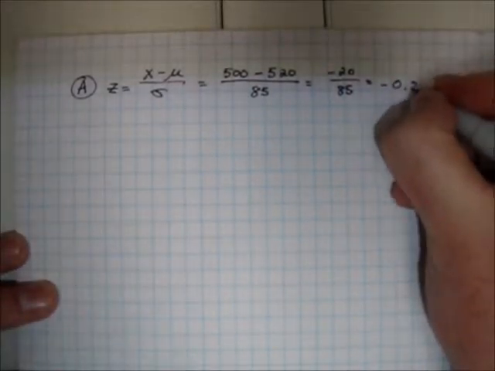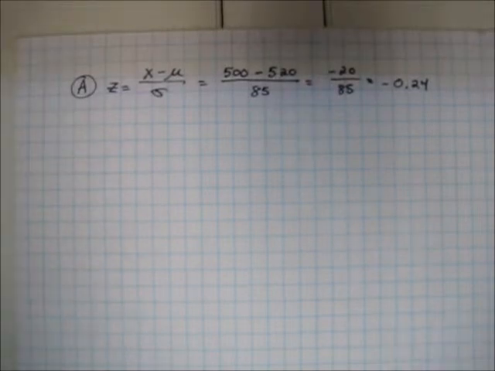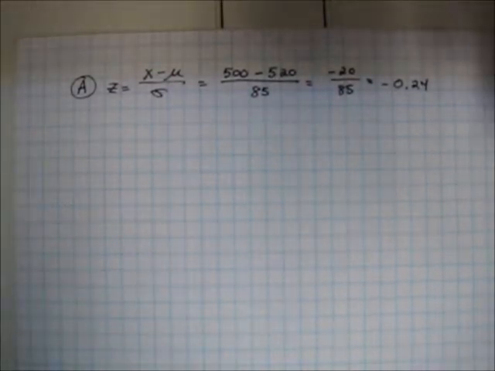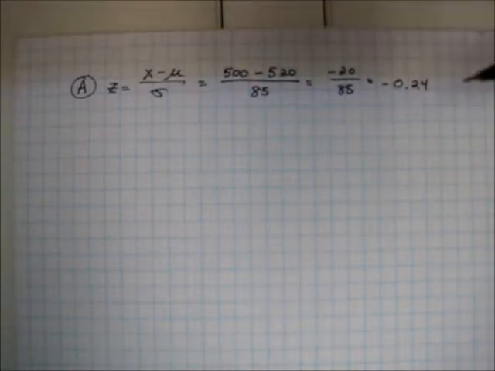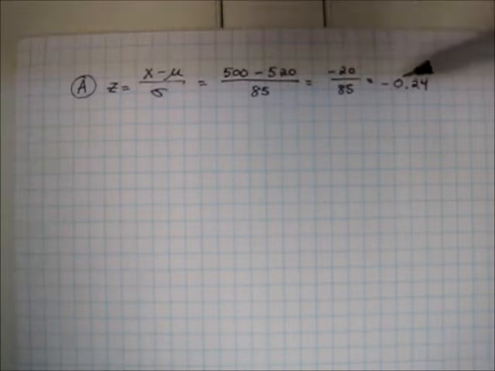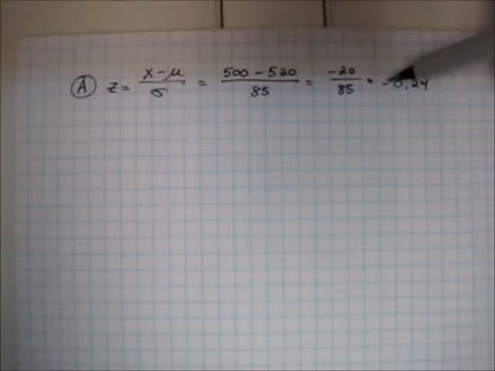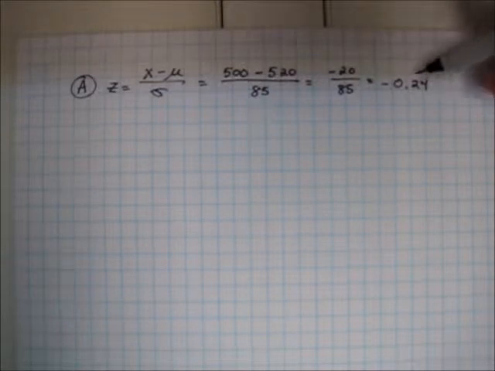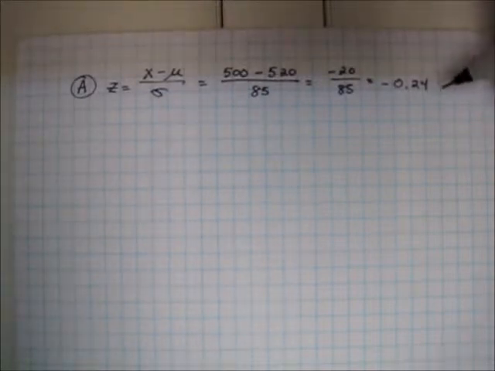You have negative 0.24. Now what we've just done, when you calculate a z-score, is calculate how many standard deviations above or below the mean this particular value is. So the value of 500 is 0.24 standard deviations below the mean. The negative sign is the key that it's below. If this were positive, we'd be above the mean. So this is almost 1/4 of a standard deviation below the mean.